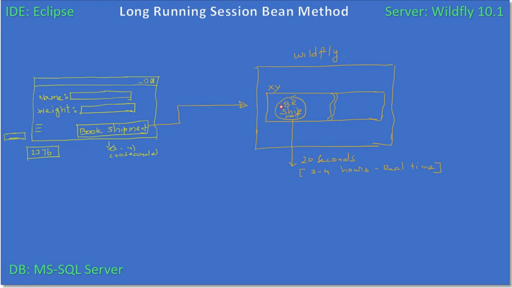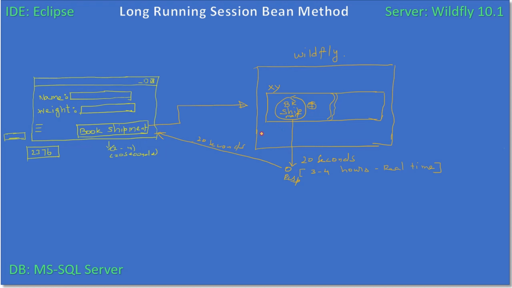So the book shipment call, since it is taking too much of time, there will not be any response given to the browser, or response goes after 20 seconds. So, or in real world after 2 to 3 hours. So it's meaningless to wait on the browser session for 3 to 4 hours, right? Why? Because here method call is made and this method is taking 20 seconds or 3 to 4 hours. So here itself you can realize that this is not a correct way of implementing it, right?